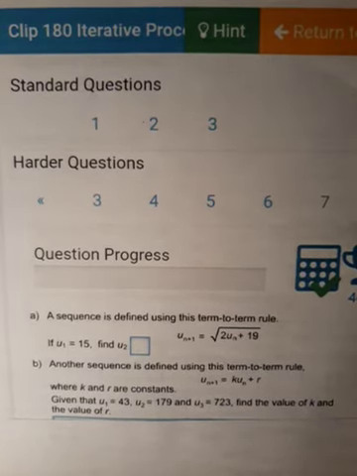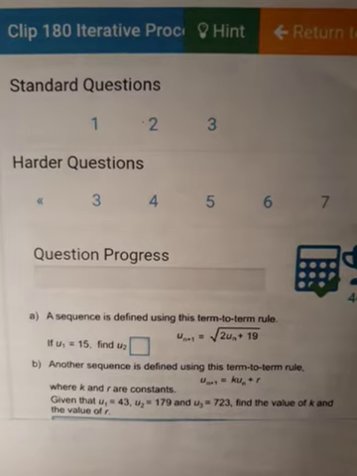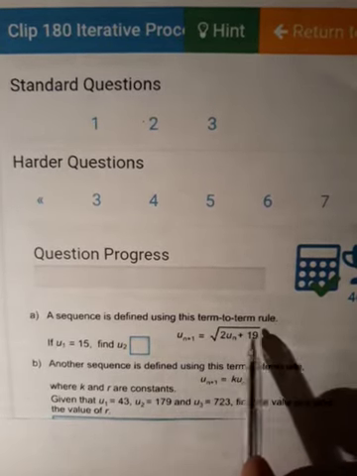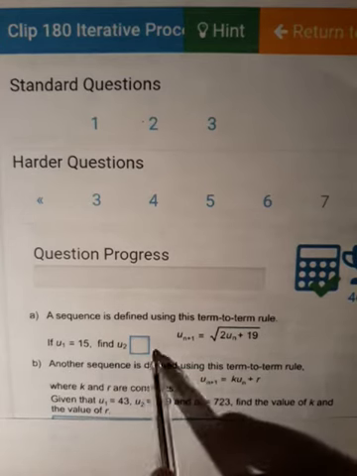I've been asked to do a couple of questions. One of them is question 7, and it's the one that you can see written down here. I don't think part A is too bad actually, but a sequence is defined by using this term-to-term rule. If U1 is 15, find U2.